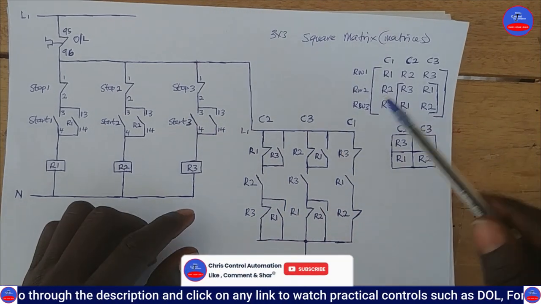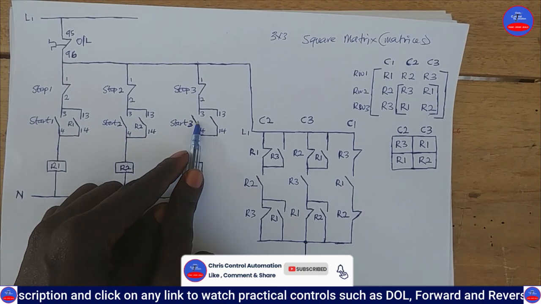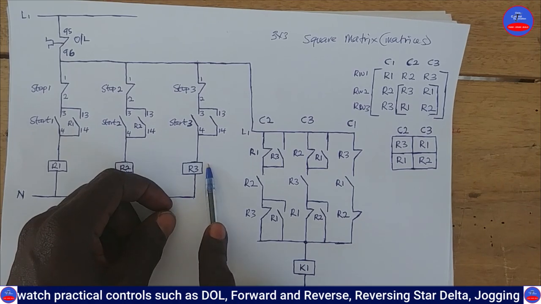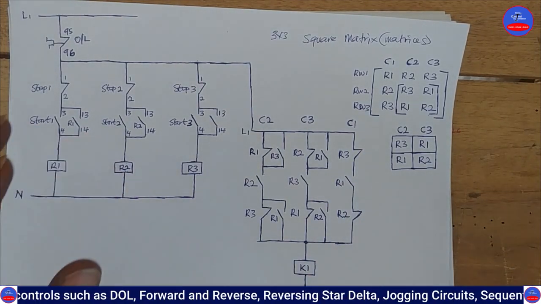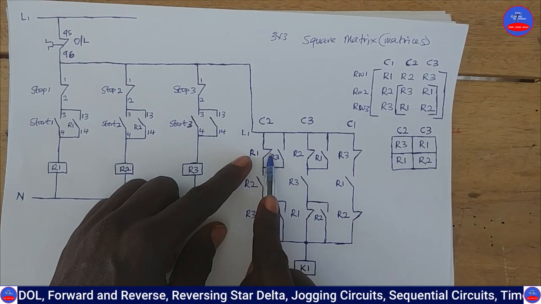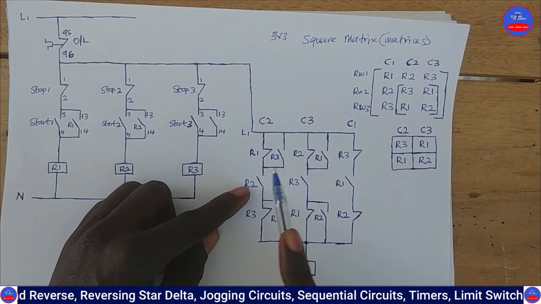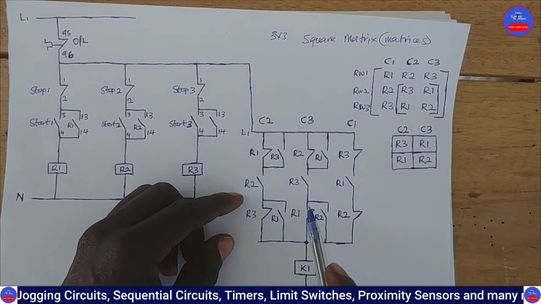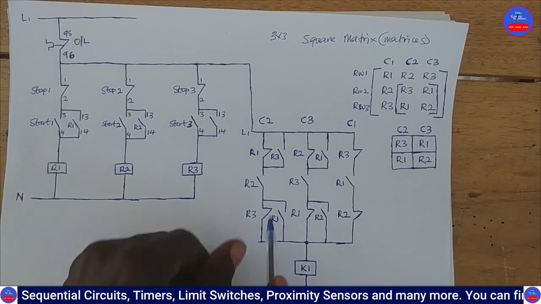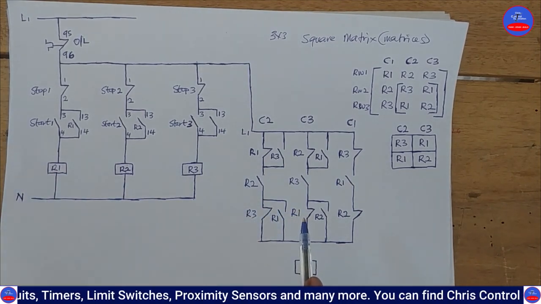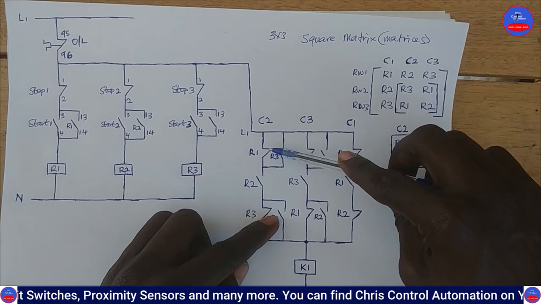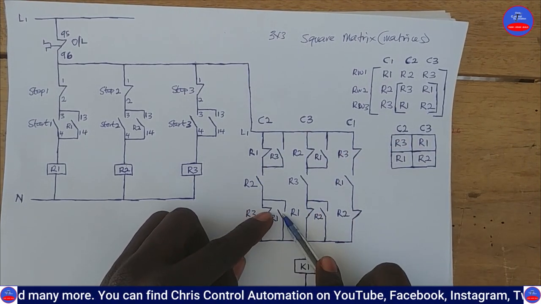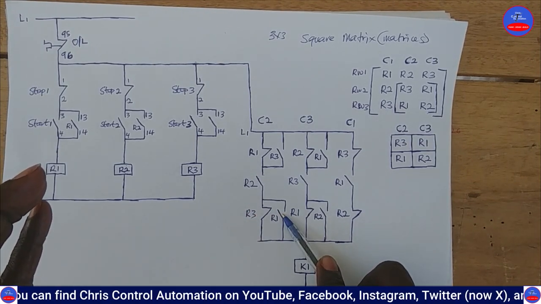So let's press on start 3. The moment you press on start 3, the R3 will also energize. As it energizes, let's see something here. Now our R1 is energized, so this side is open. R2 is energized, this side is closed. Our R3, we have pressed on it, it's also energized. This side is open. Our R1 is energized, this side is closed. So we have open, close, close, open, and then close. Do you understand what I'm saying?